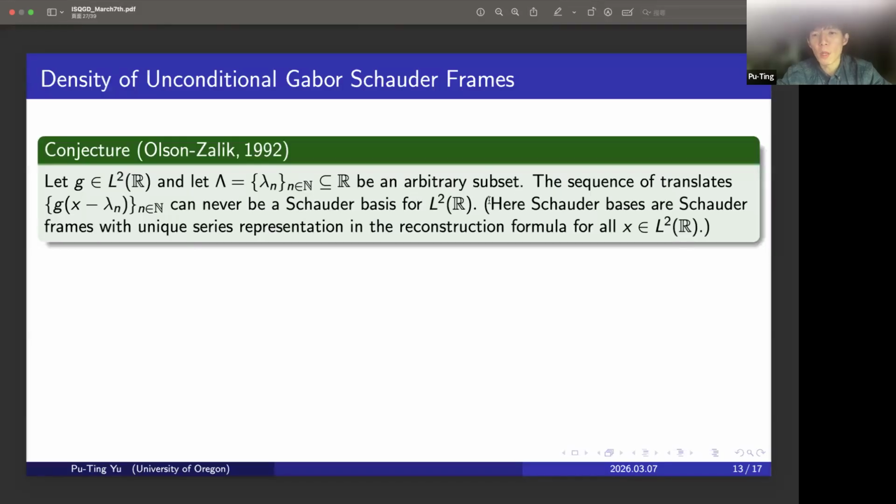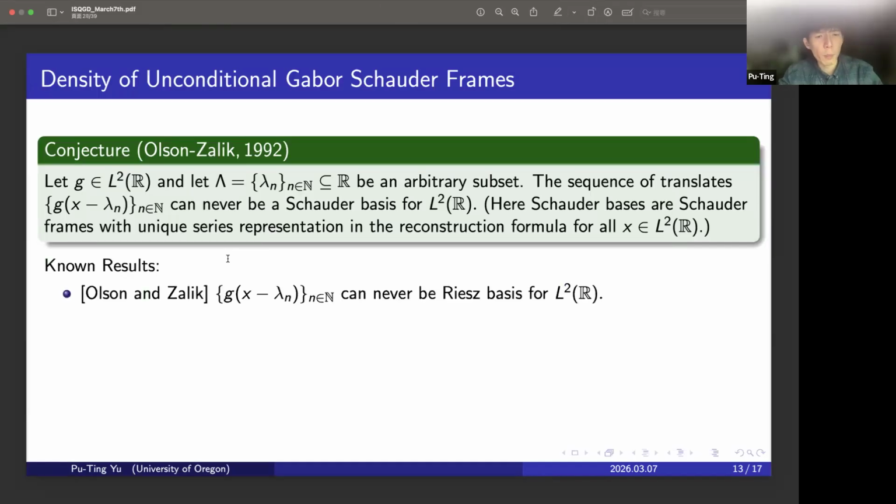Here what I mean by Schauder basis is those sequences which are Schauder frames with unique series representation in the reconstruction formula for f in L^2(R). A system of translates is in fact a special case of a Gabor system where we don't use any shift on the frequency side. We only consider shifts on the time side. As far as I know, up to today, this conjecture remains open. But of course, people are making progress along this direction. So let me first present some known results about the Olsen-Zlatanov conjecture.